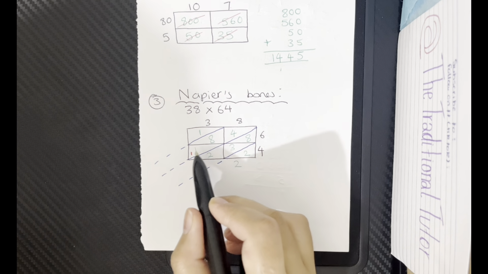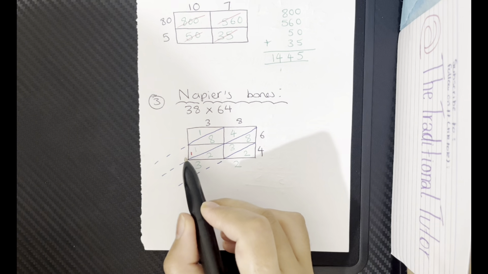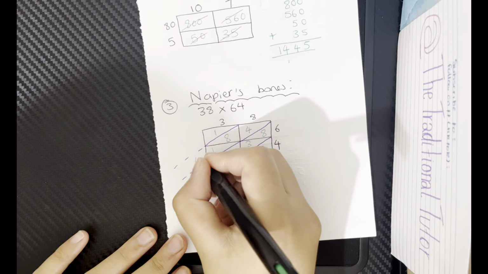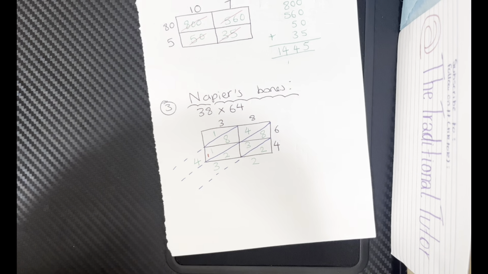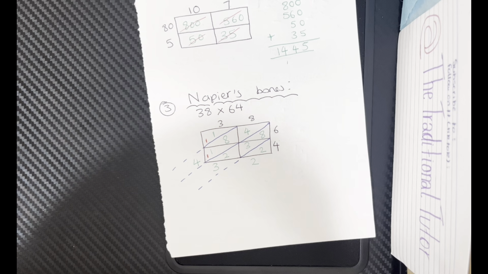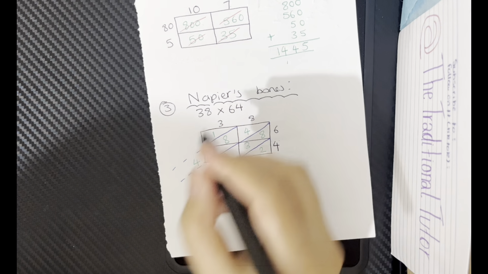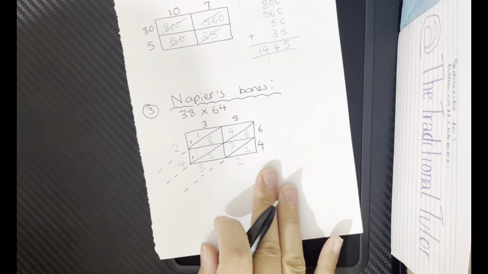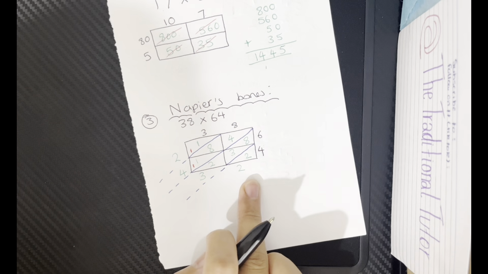So I've got 4 plus 8 plus 1 plus 1. That gives me 14. So my 4 goes here, and again I'm going to carry my 1 over to the next column. So in that last diagonal, I've just got 1 plus 1, which is 2. Okay, so the answer is 2,432.